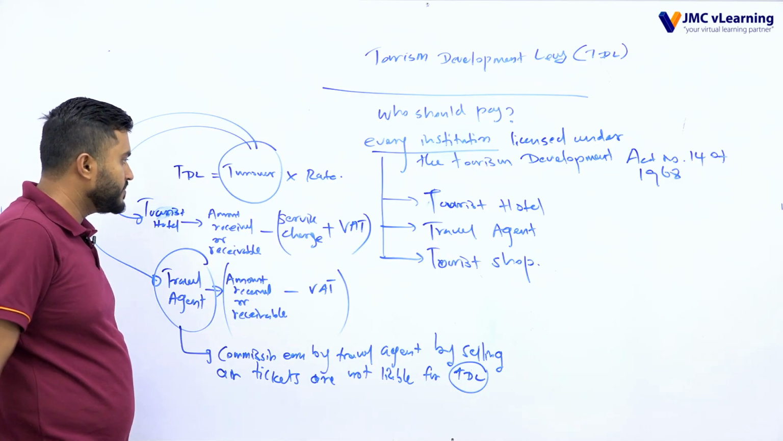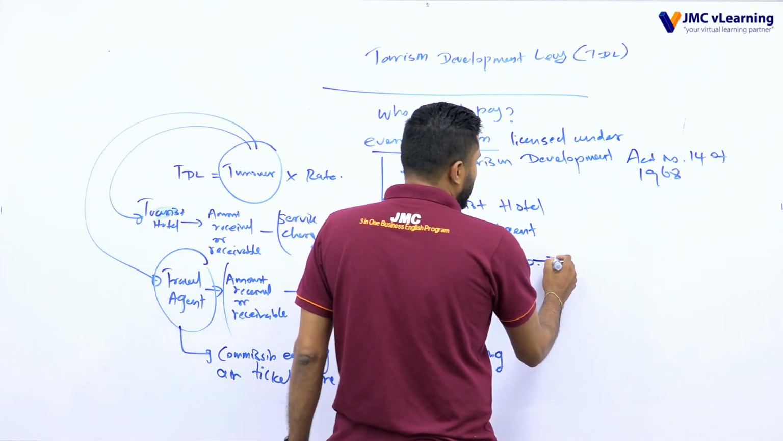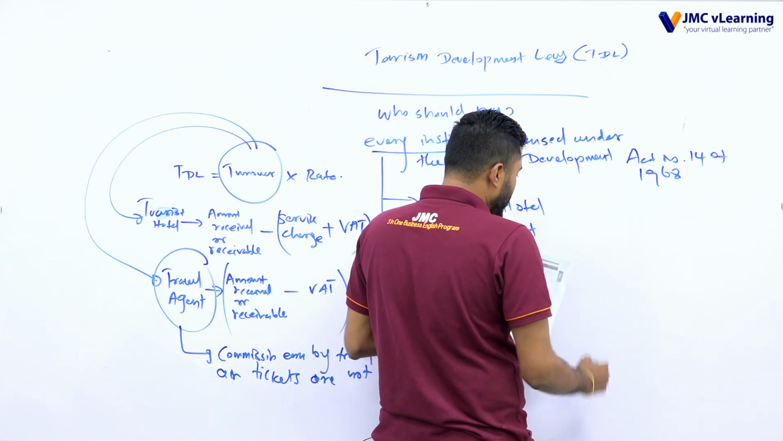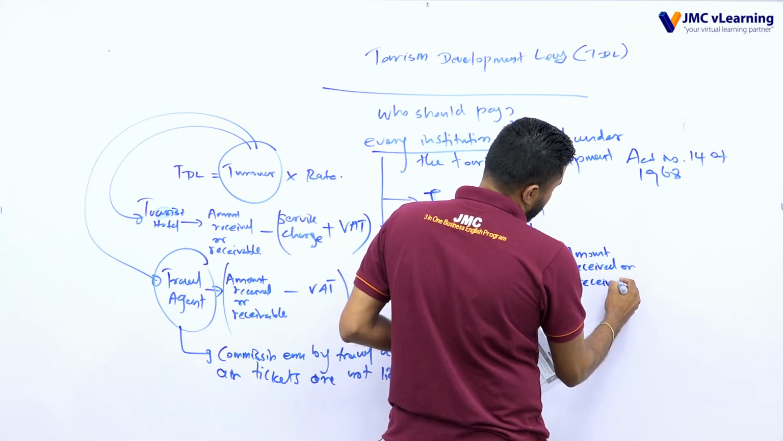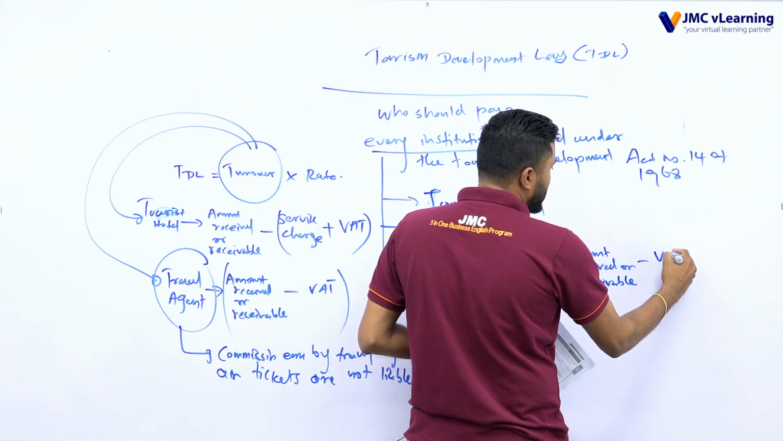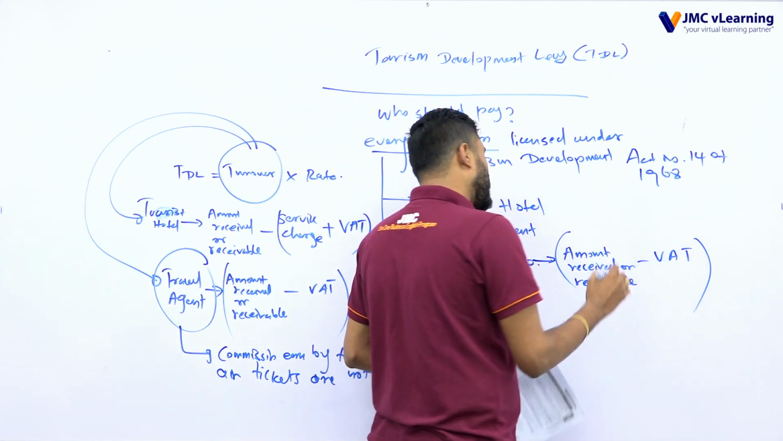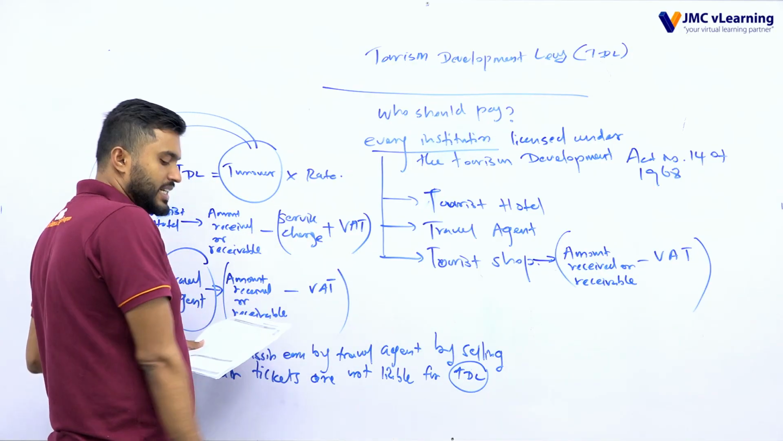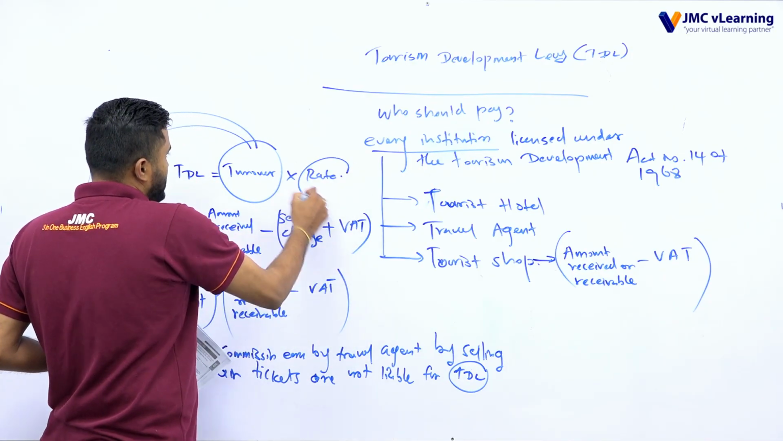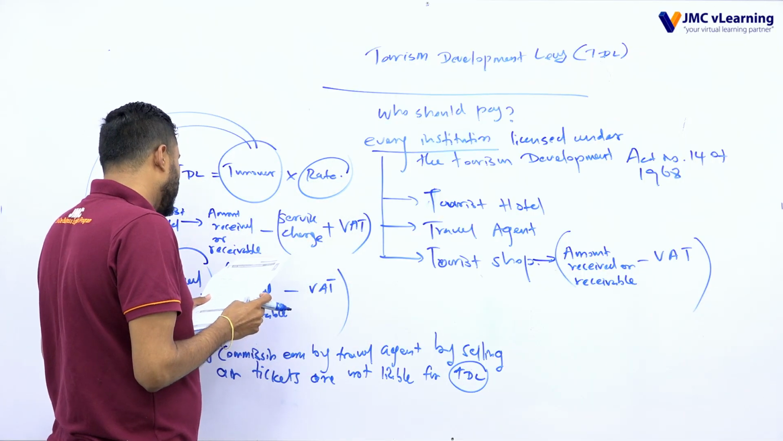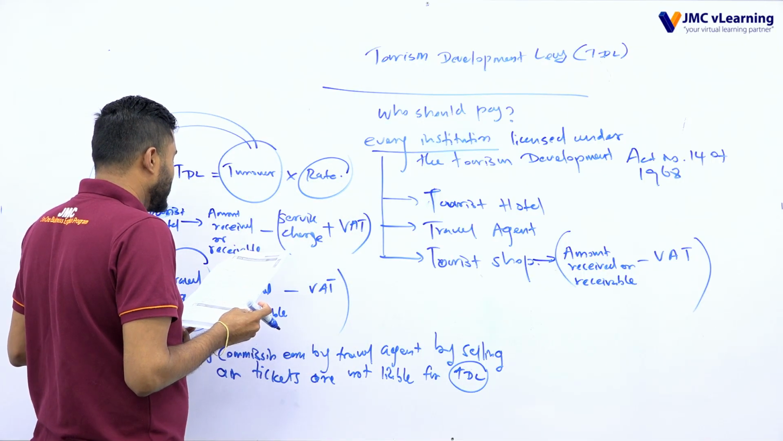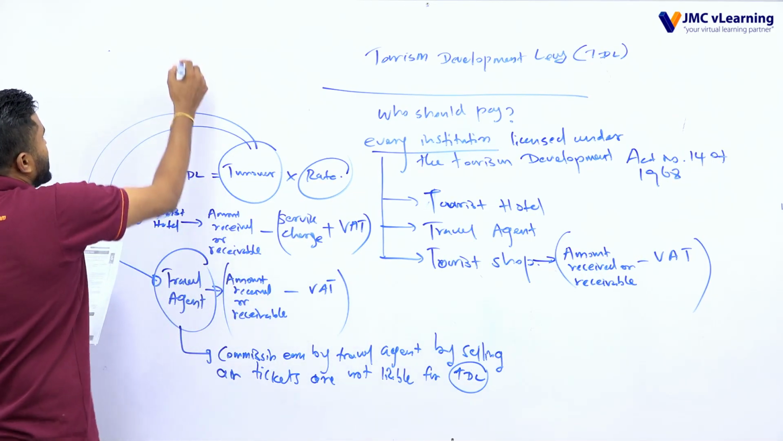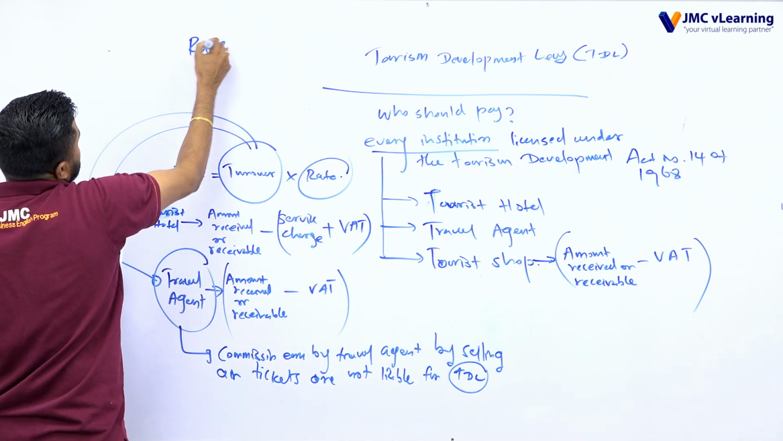For the tourist shop, how can they calculate the turnover? The turnover is amount received or receivable minus value added tax. So same way. On this turnover, my dear students, they need to pay the tourism development levy at a particular percentage. So when we discuss this rate, we have to be very careful regarding the rate.